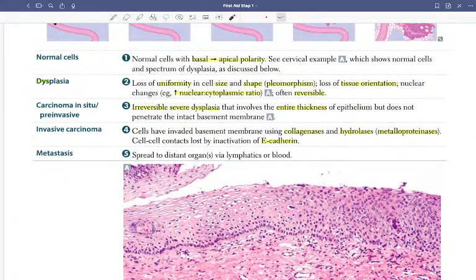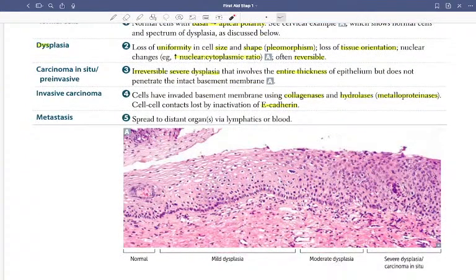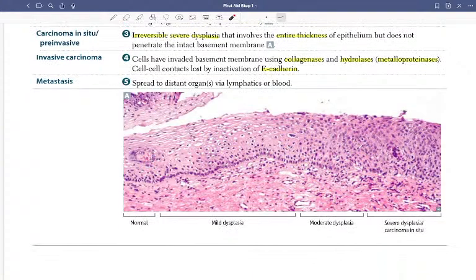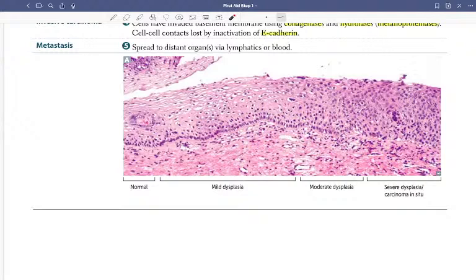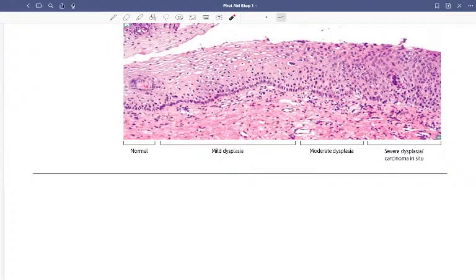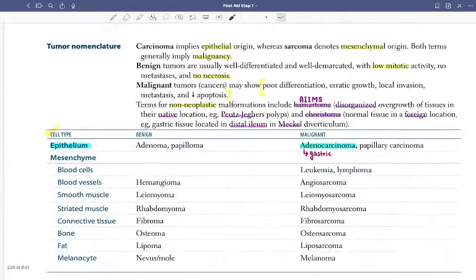Normal cells have basal to apical polarity. Dysplasia is loss of uniformity, obviously loss of pleomorphism, in clinical terms. Carcinoma in situ is irreversible, severe dysplasia involving the entire thickness, but it does not penetrate, and this obviously penetrates. So you can see this is normal. This is mild dysplasia, has become weird, more weird, and this is completely severe dysplasia. Carcinoma in situ still hasn't come.